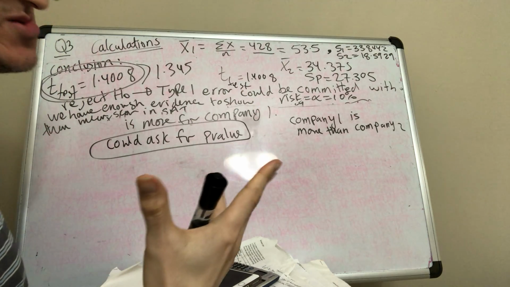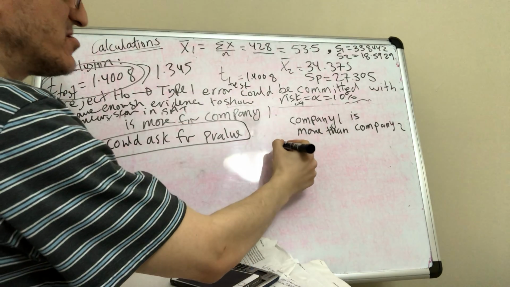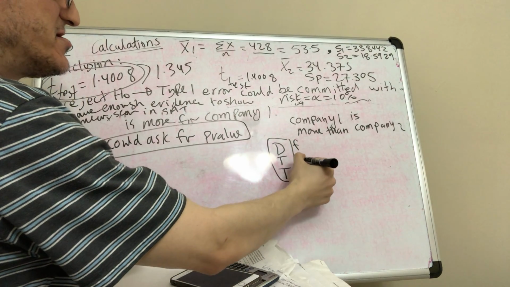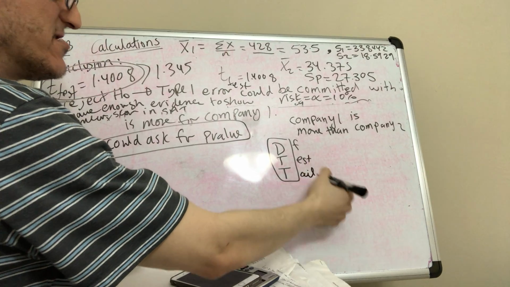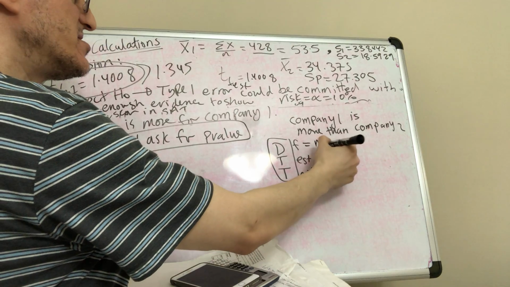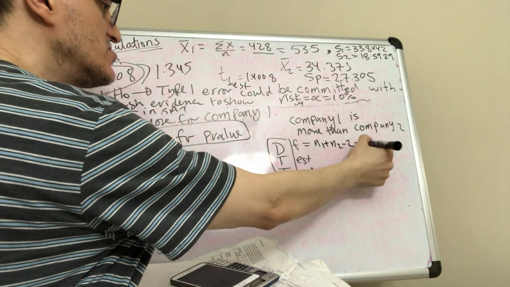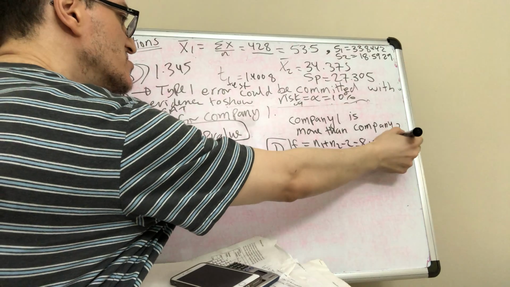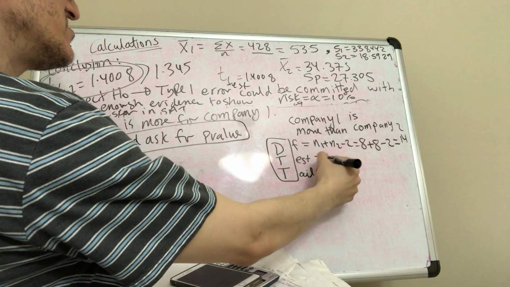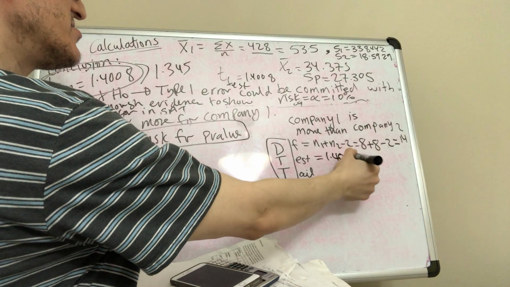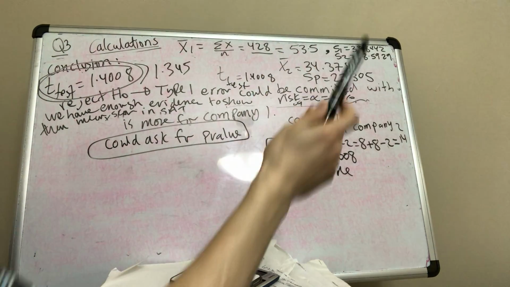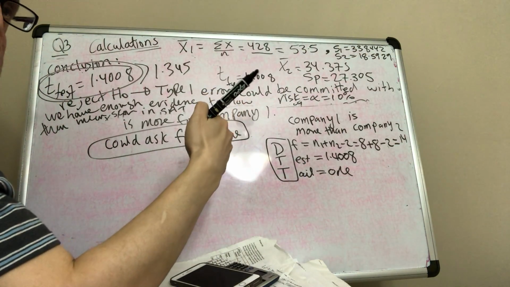Again, p-value, whether it's t or chi, we need to do the DTT: degrees of freedom, test, tail. Degrees of freedom, remember, is n1 plus n2 minus 2, 8 plus 8 minus 2, 14. The test value is 1.4008, and we were doing this problem as one tail, upper tail, since the question was asking for more.